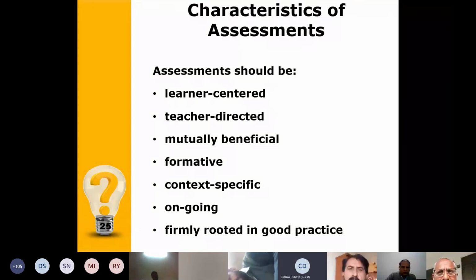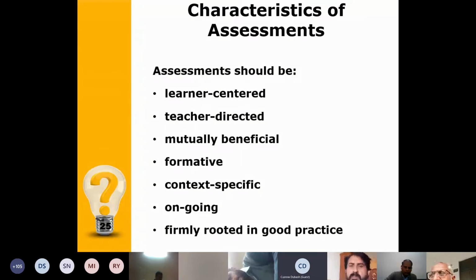Formative, which means assessments should help students learn from their mistakes. Context specific. अब context means ये grade level क्या है, बच्चों की developmental level क्या है, subject क्या है, topic क्या है, कितना time क्या है. It should all be context specific.